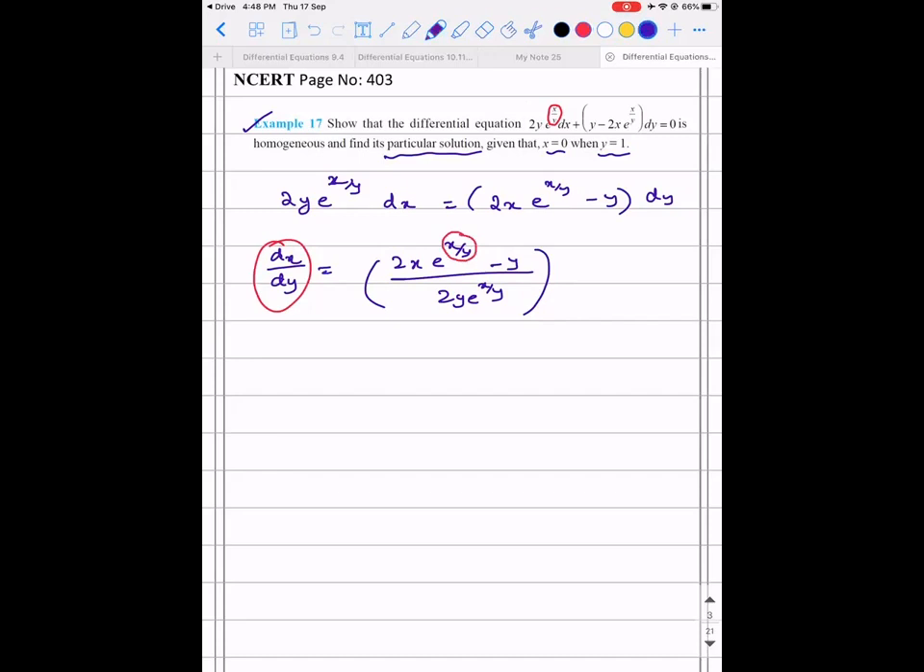Then what are we going to do? Instead of writing y is equal to vx, in this problem we will write x is equal to vy. See, the steps are the same. Only thing is whether you are going to write y is equal to vx or x is equal to vy. If I write x is equal to vy, then on differentiating with respect to y.